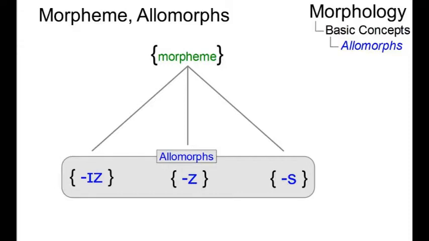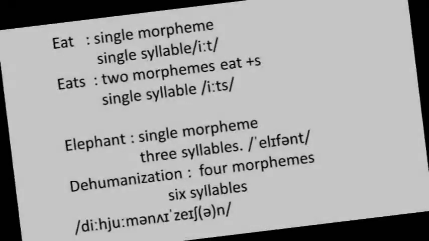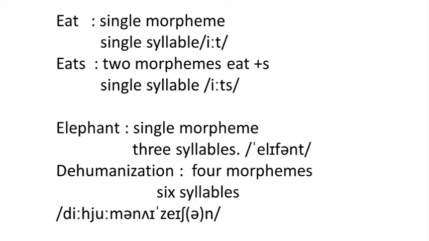You have already studied what syllables are in your phonetics class. The number of syllables in a word depends on the number of prominent sounds in it, while the number of morphemes depends on the number of meaningful units in it. So, syllables have to do with sound and morphemes have to do with meaningful units. A morpheme may consist of one or more syllables, and a syllable may consist of one or more morphemes.